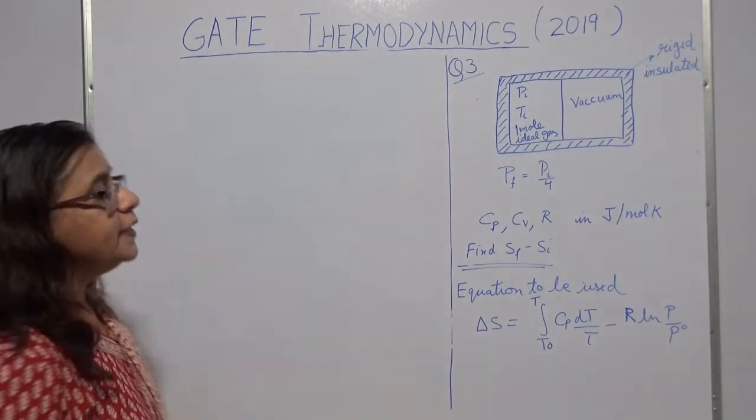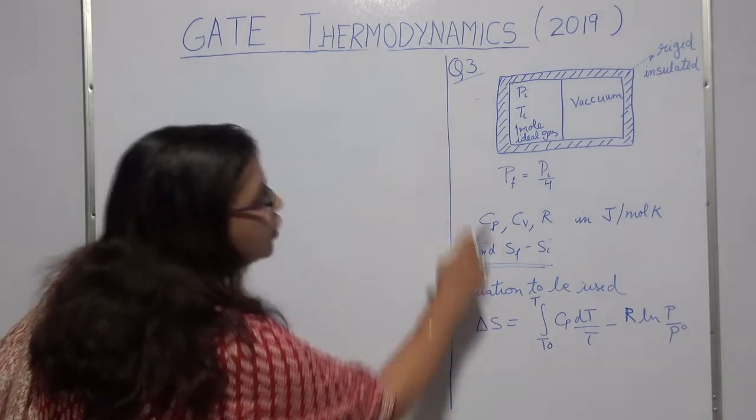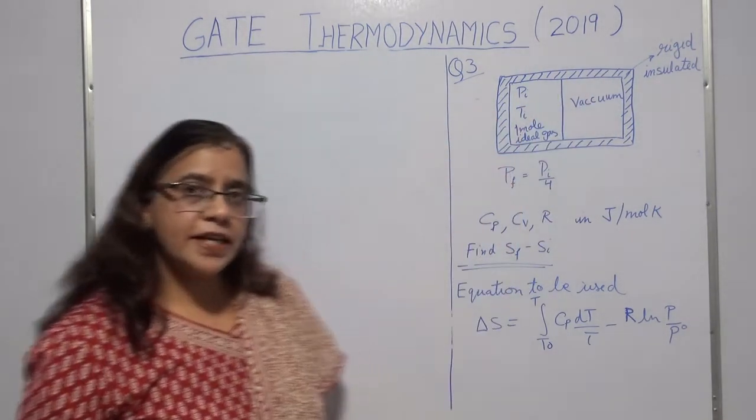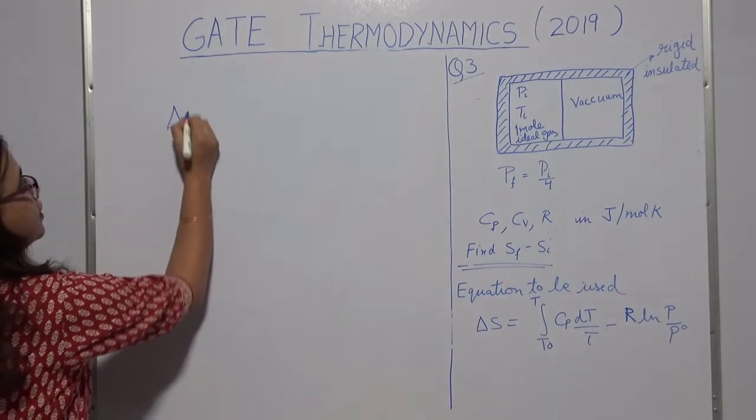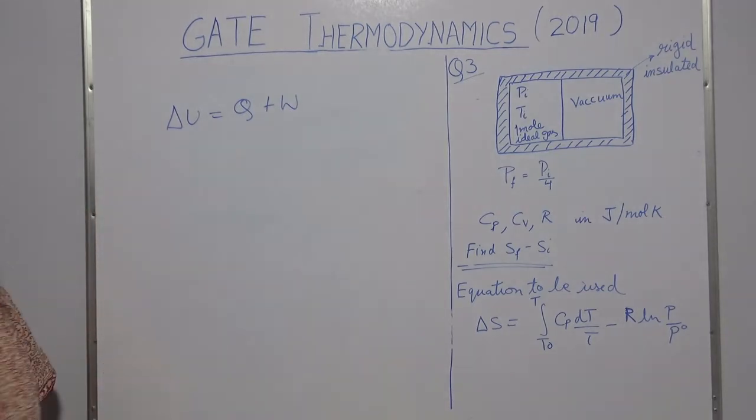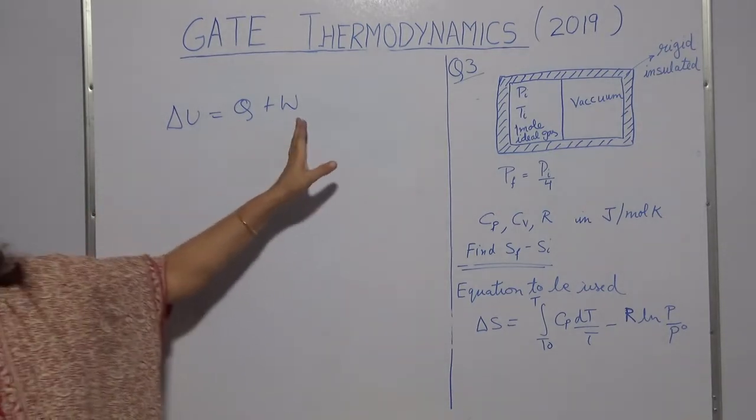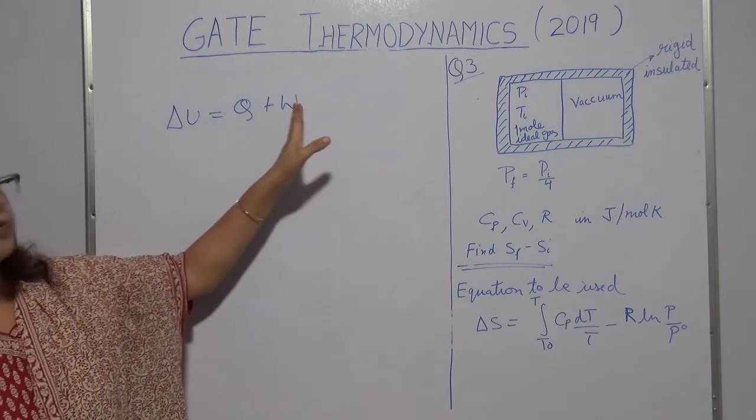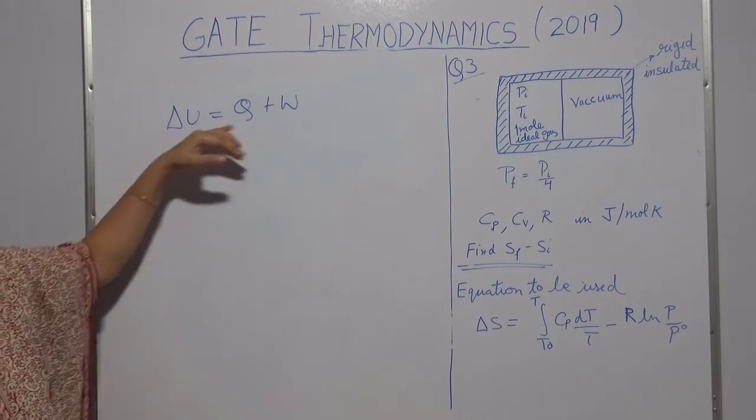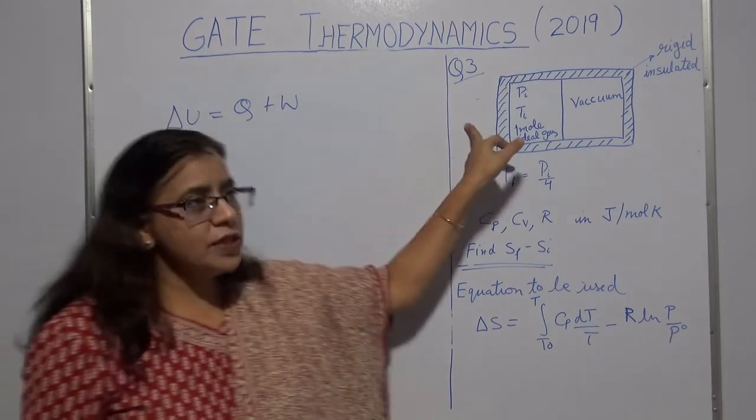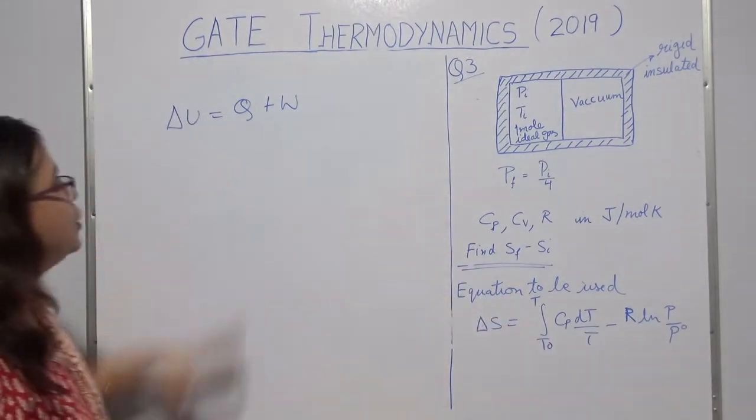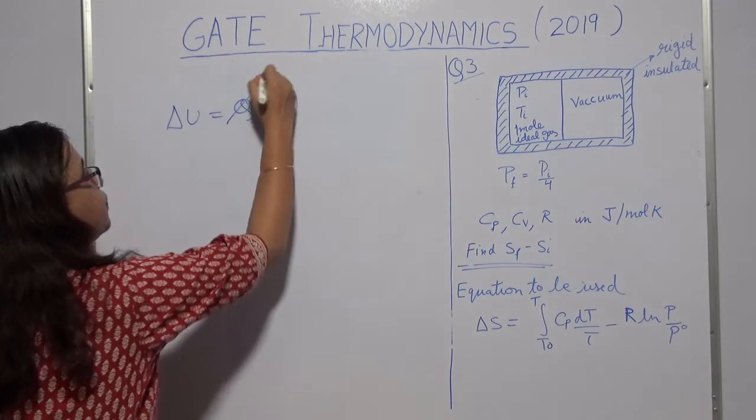So this is an ideal gas, and it is a closed system. So I can write down my first law: delta U is equal to Q plus W, where Q is the heat which goes into the system and W is the work done on the system. That is my sign convention. Since this is an insulated container, no heat is coming or leaving the system, so essentially Q is 0.